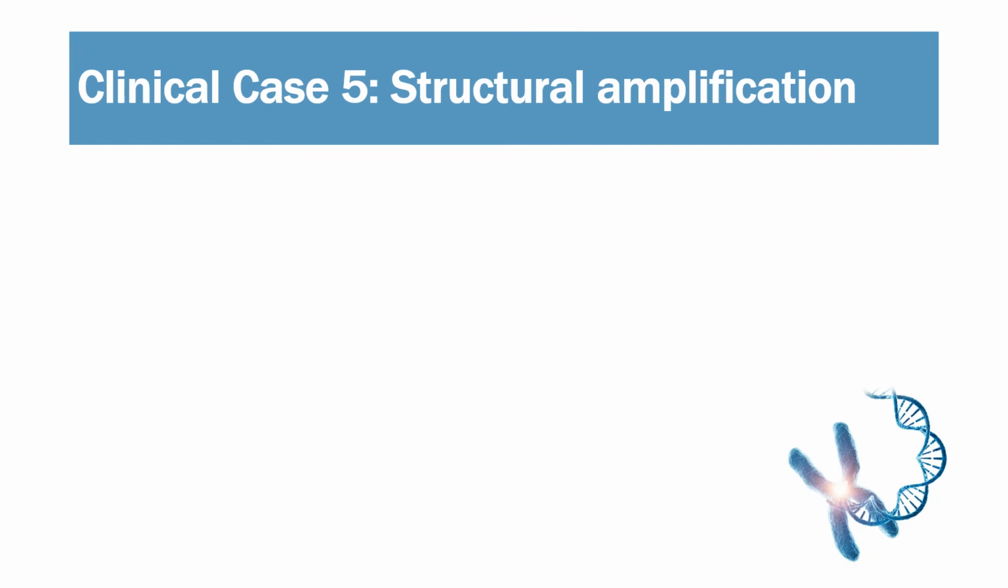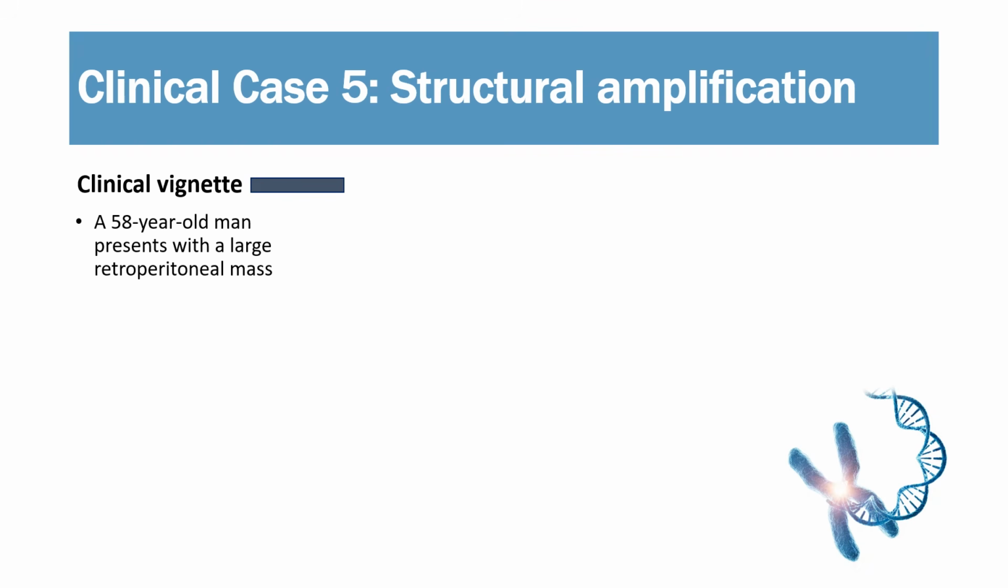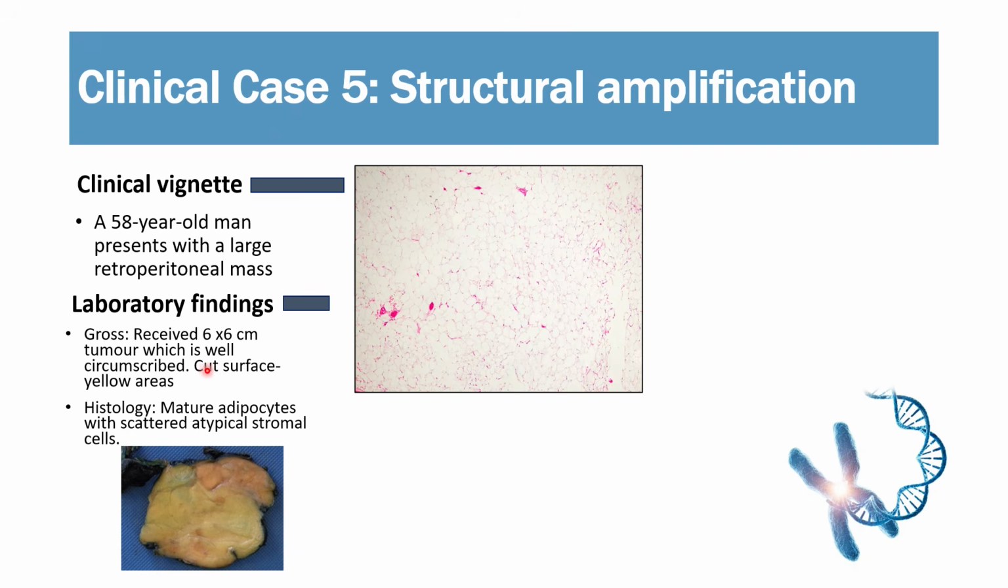Moving to another case of a 58-year-old man. He presented with a large retroperitoneal mass. The tumor was around 6 into 6 centimeters in diameter. It was well circumscribed and it showed yellow areas.